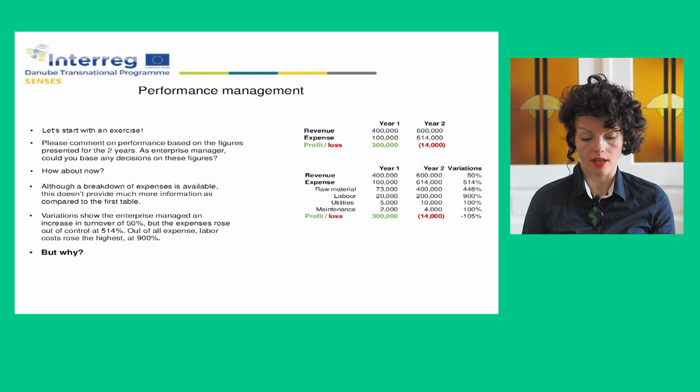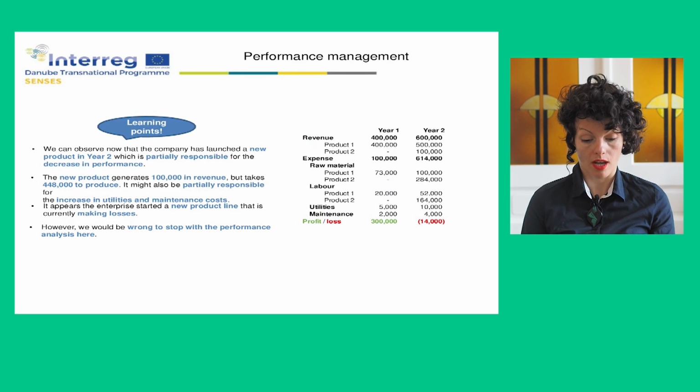Variations show the enterprise managed an increase in turnover of 50%, but the expenses rose out of control at 514%. Out of all expenses, labor costs rose the highest at 900%. But why? We can observe that the company has launched a new product in year 2, which is partially responsible for the decrease in performance.